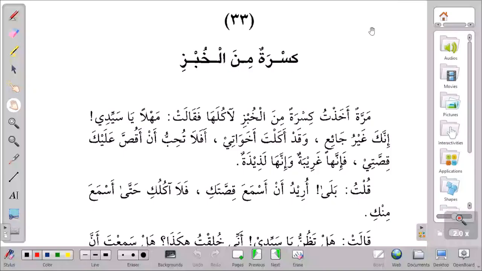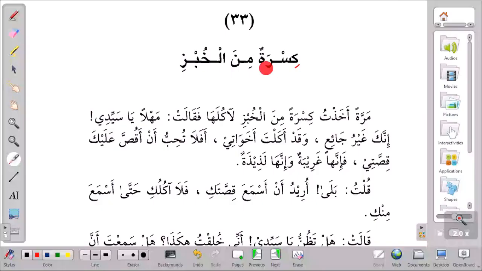Alhamdulillah. Inshallah, today we are looking at lesson number 33, and the topic for today's lesson is Kisratun min al-khubs. So here is actually having kisra. Kisratun min al-khubs simply translates to mean a piece, or a broken piece, from the bread.